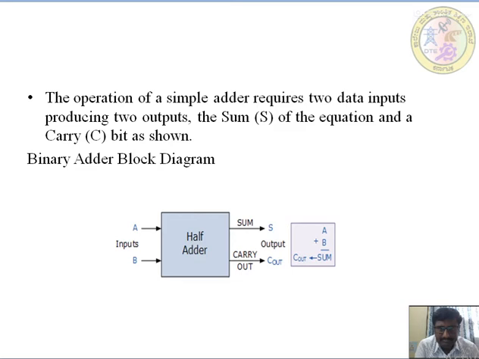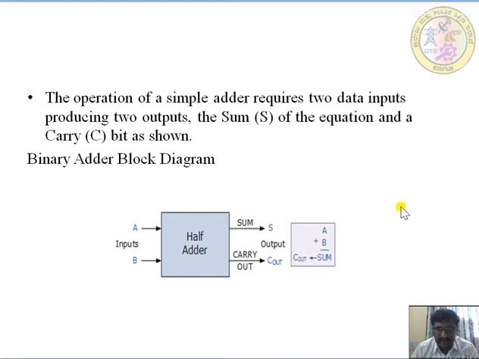A simple adder requires two data inputs producing two outputs, sum and carry bit, as shown. An adder requires a minimum of two inputs, and it always has two outputs, one is sum and the other is carry. This is a simple half adder with the minimum two inputs and two outputs. A plus B gives the sum, and the carry bit generated is represented as C out.